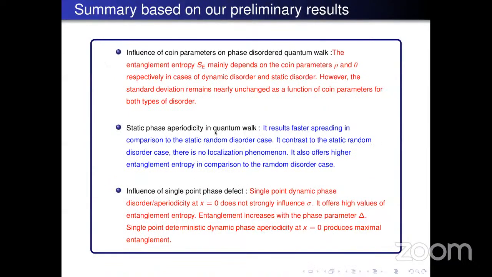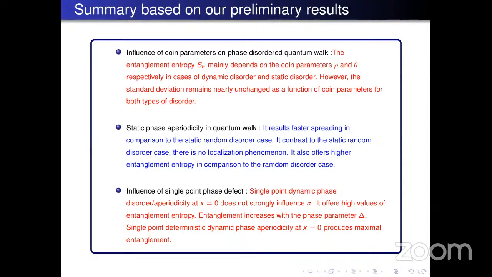So let me summarize the results. We have studied 3 different aspects of quantum walk. We have studied the influence of coin parameters on phase disordered quantum walk. We have found that the entanglement entropy mainly depends on the coin parameters rho and theta, not phi. It depends on rho and theta respectively in cases of dynamic disorder and static disorder. However, the standard deviation remains nearly unchanged as a function of coin parameters for both types of disorder.